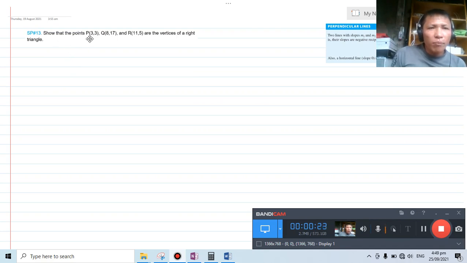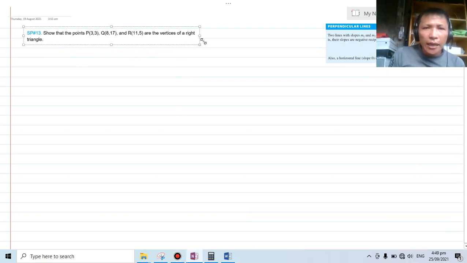SP number 13 tells us to show that the points (3,3), (8,17), and (11,5) are vertices of a right triangle. What is the property of a right triangle? A right triangle has a 90-degree angle, and if there is a 90-degree angle, there is a perpendicular line. That is the topic related to this problem.